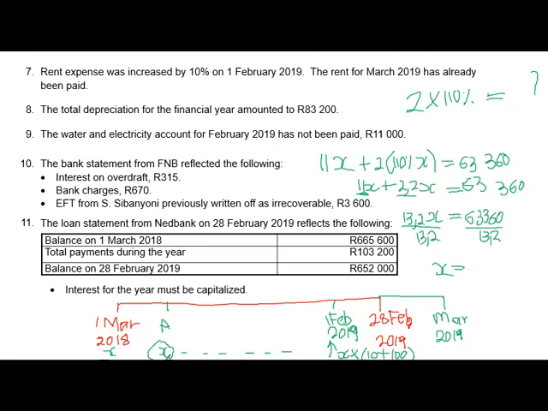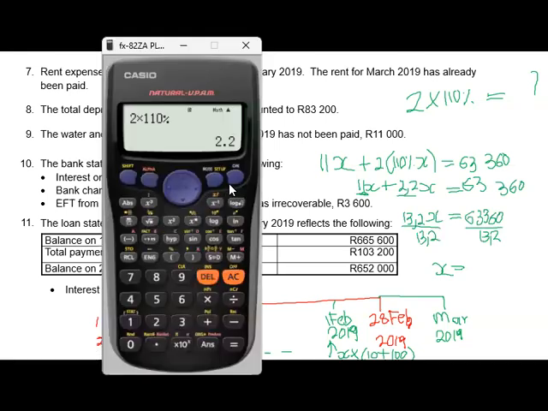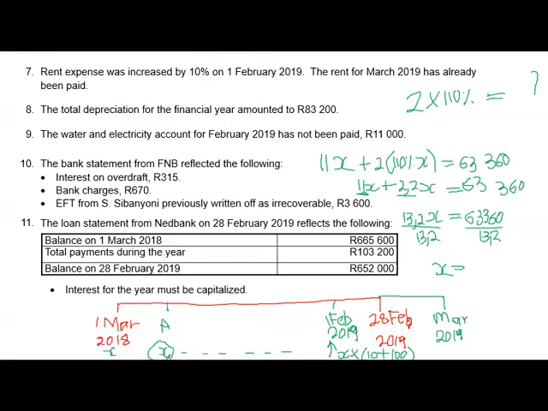Back to my calculator. Let's see. 63,360 divided by 13.2 gives me 4,800. So this is before the increase. And I really can't do much with this 4,800 because I'm looking for rent for March. I'm looking for this rent here, okay? And for me to get that rent, I would have to take that 4,800 and increase it by 10%. When you increase it by 10%, you will just multiply it by 110%.